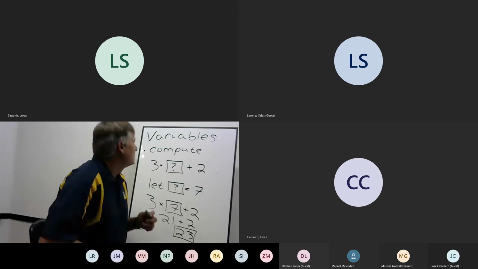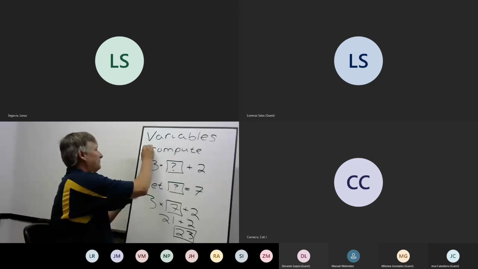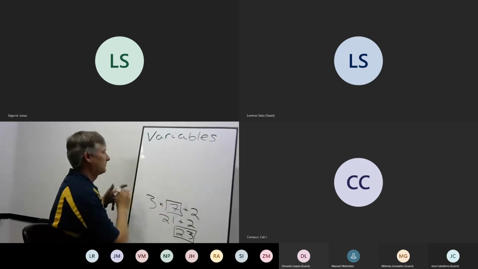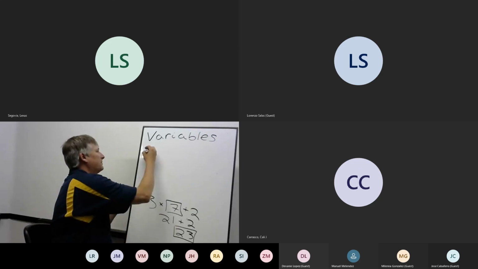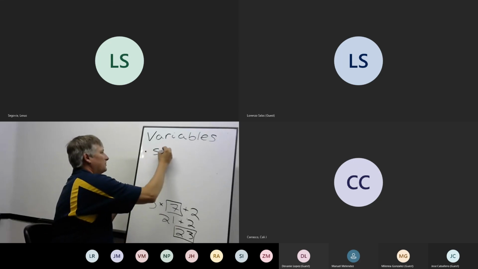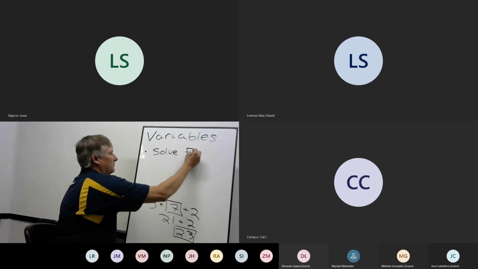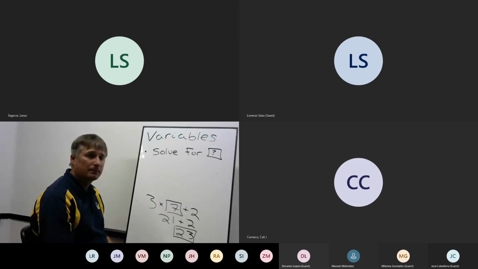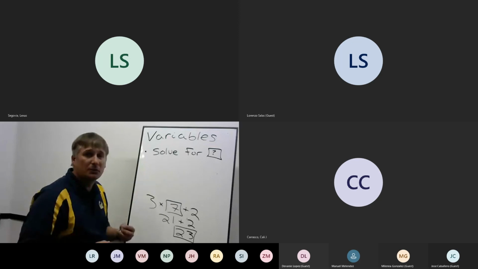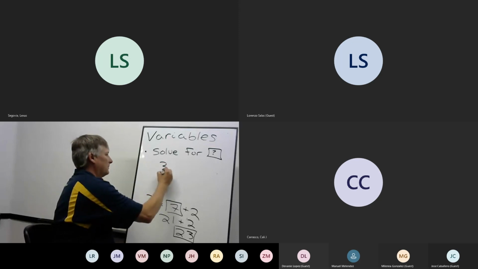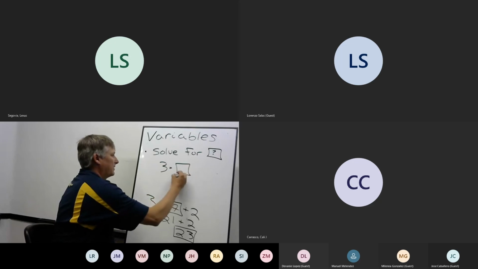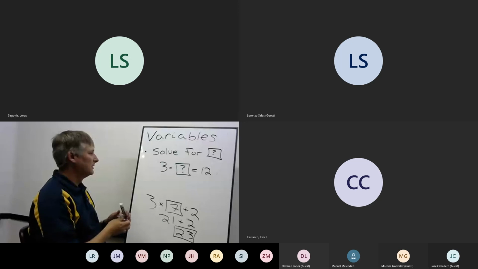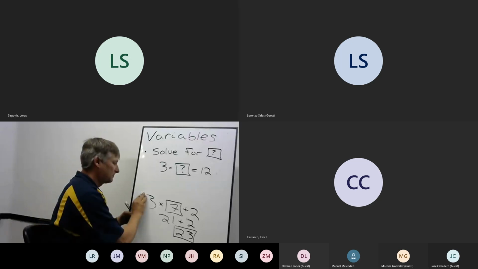Now sometimes we discover the variable. And you'll see it written like this. Solve for our variable. Now we've done this already. 3 times the variable is equal to 12. So we're answering a riddle in this case.